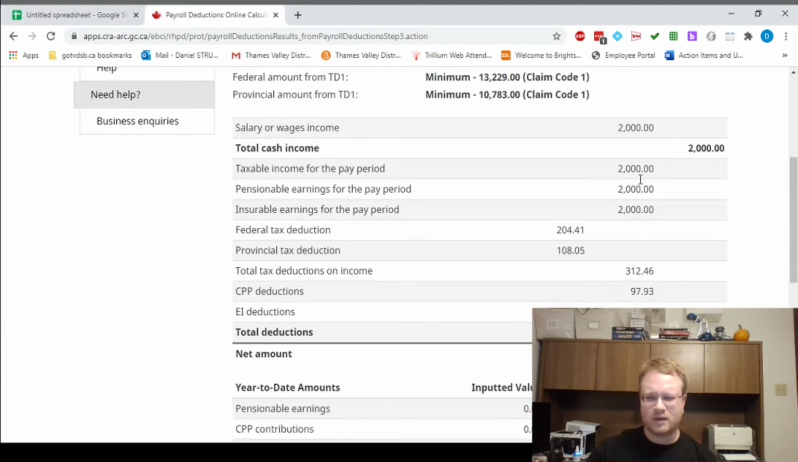So they give you everything you need to know in this nice table here. We got our money in, we got our total money out, and we have our difference. So we have our gross pay here at the top, we have our total deductions here, and our final number here is our net or take-home pay.